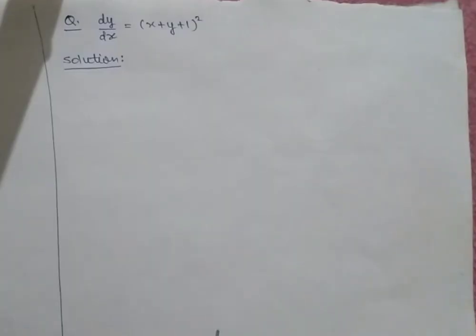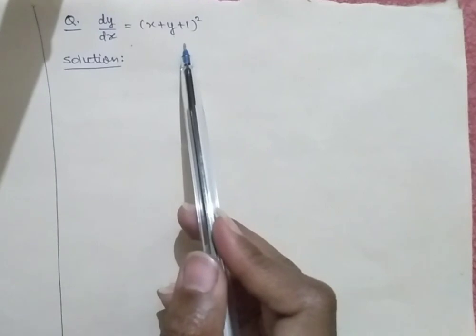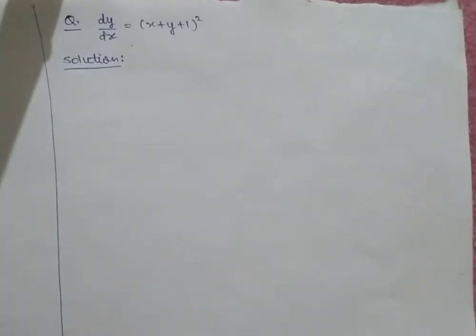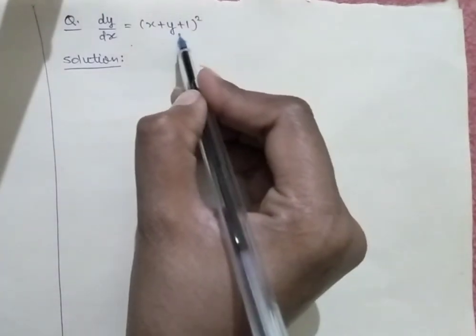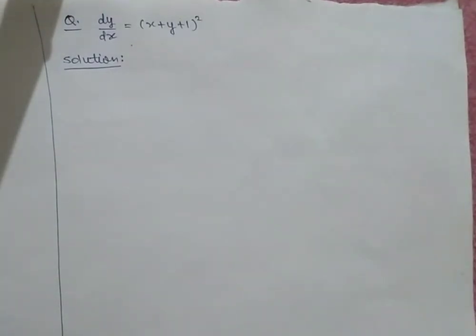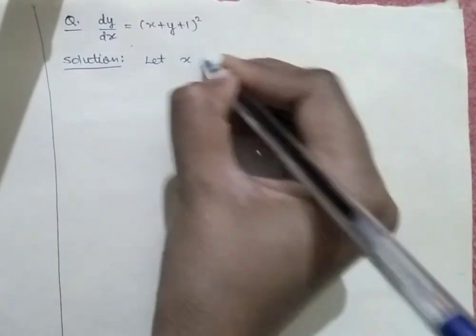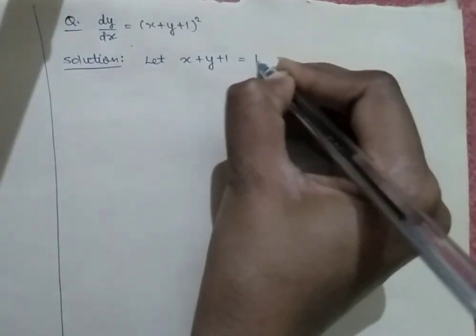Now we have this question, dy by dx equal to x plus y plus 1 whole square. Clearly it is seen that here we cannot separate variables, but a particular substitution can make it easy for us to solve this differential equation with the variable separable method. So what we do, we will substitute this x plus y plus 1 as some variable. So let x plus y plus 1 equal to t.